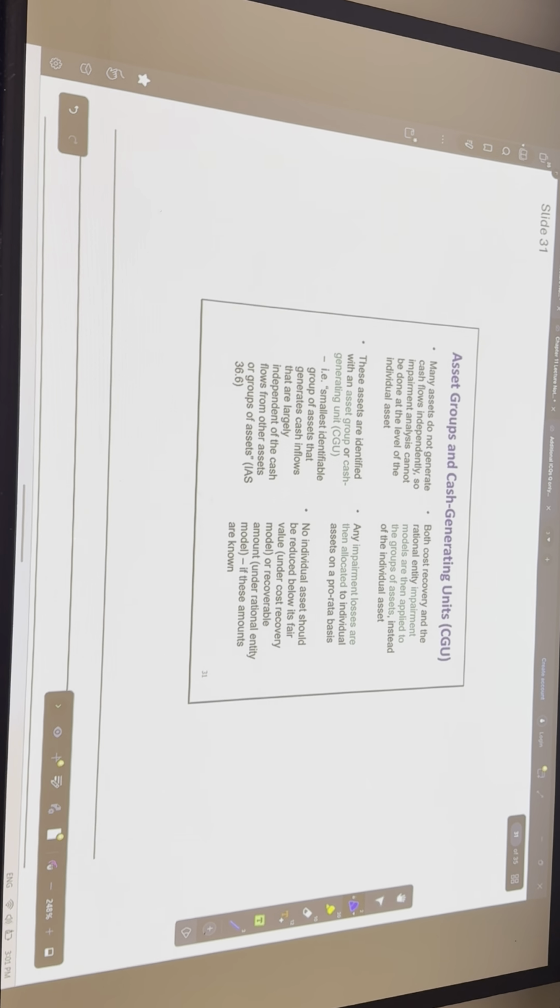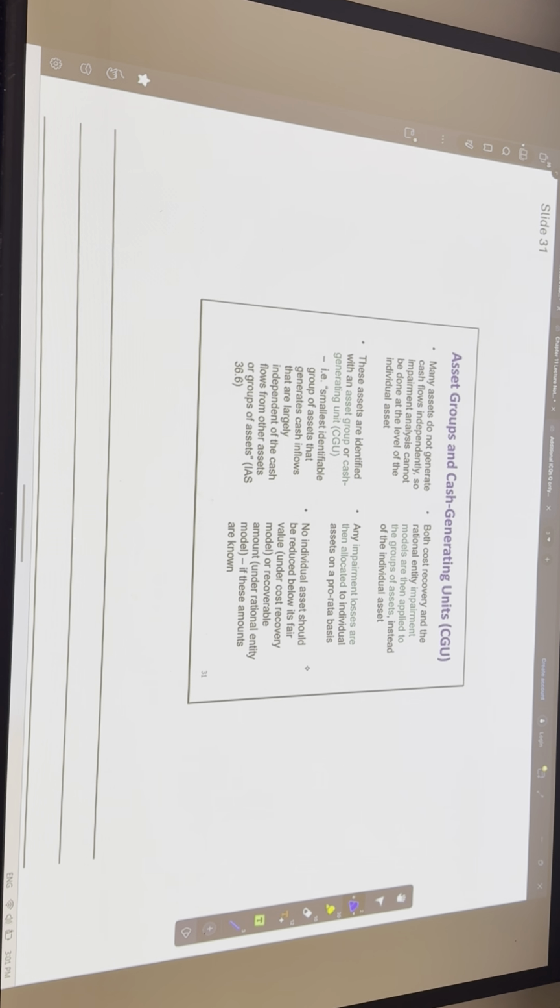You'll see me do that in a supplemental problem, and that's exactly what our standard says. I think I have it in my notes here. Yeah, right here: no individual asset should be reduced below its fair value, if these amounts are known. So that's what you're going to see me show.